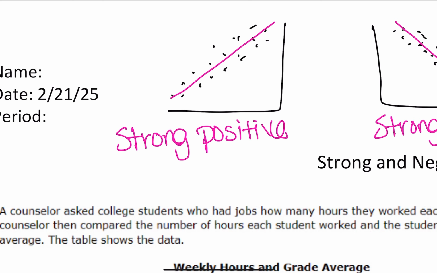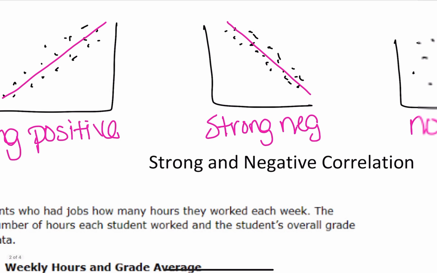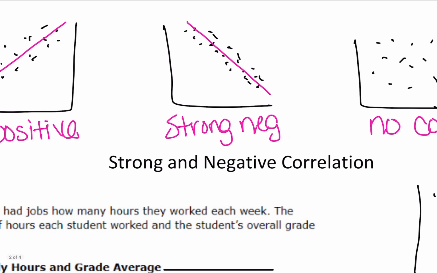If I draw a line in the middle of all my dots, this is called a scatter plot. If I draw my line in the middle of all the dots, that's going to be strong because they're all very close to the line, and it's positive because it's going up. This one is a strong negative because they're very close to the line and they're going down.